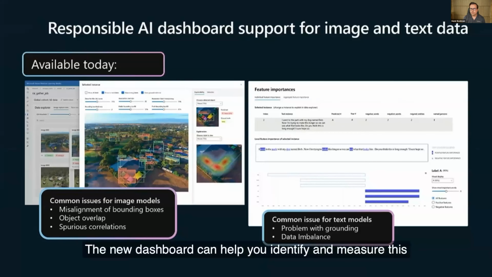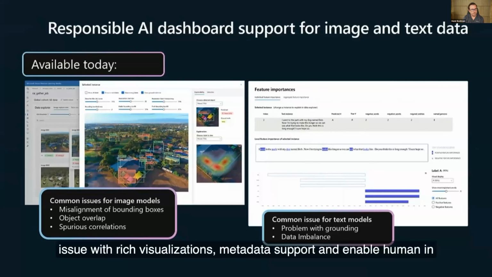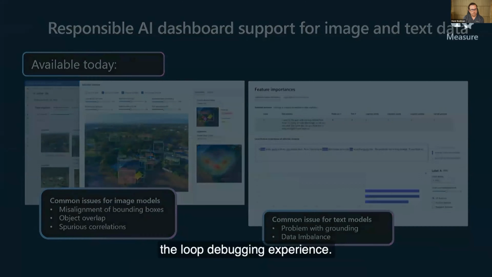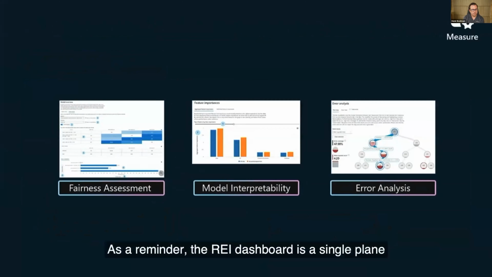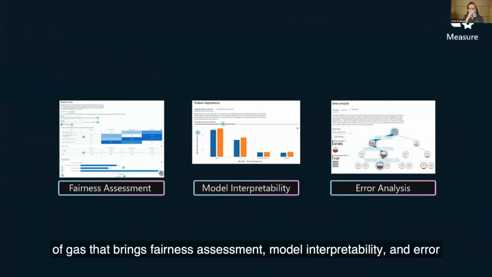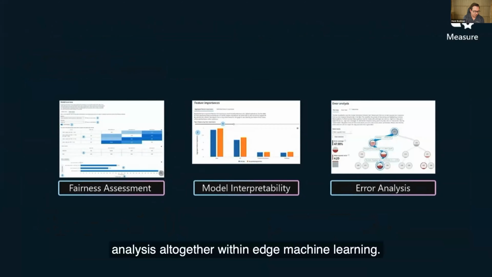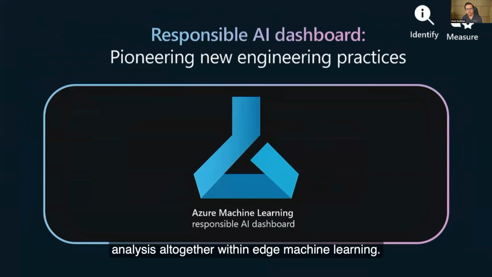The new dashboard can help you identify and measure this issue with rich visualizations, metadata support, and enable a human-in-the-loop debugging experience. As a reminder, the RAI dashboard is a single pane of glass that brings fairness assessment, model interpretability, and error analysis all together within Azure Machine Learning.